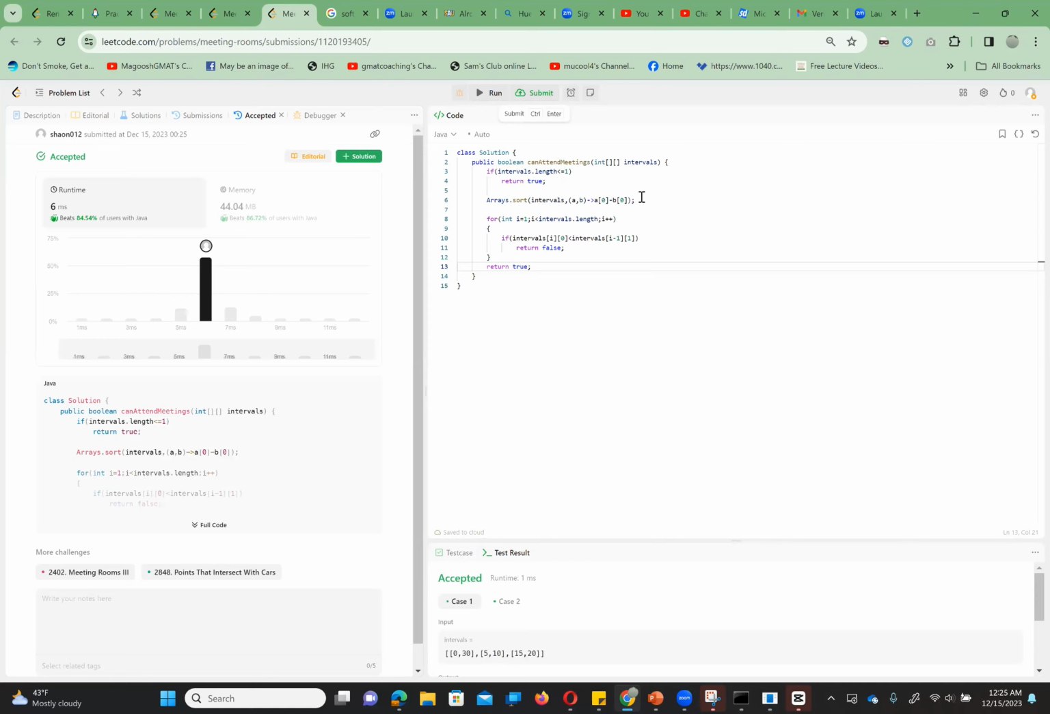So for the time complexity of the algorithm, if we have n meetings, we have done the sorting here, so it is going to be order of n log n. And then I'm running this for loop order of n times, right? So together, the overall time complexity of this algorithm is going to be order of n log n. Okay, so that's the overall time complexity of this algorithm.